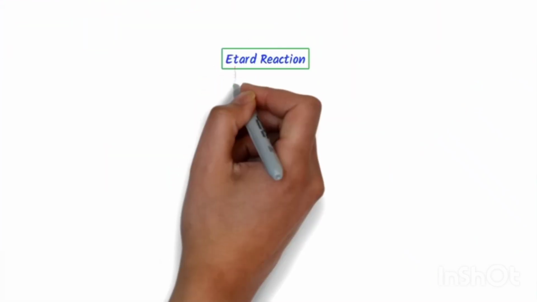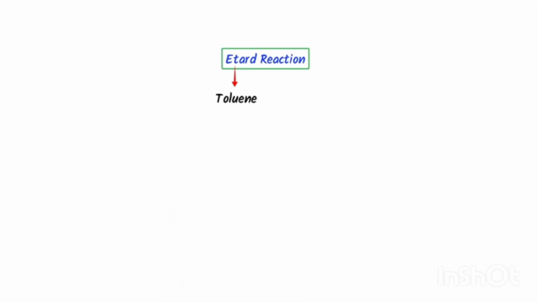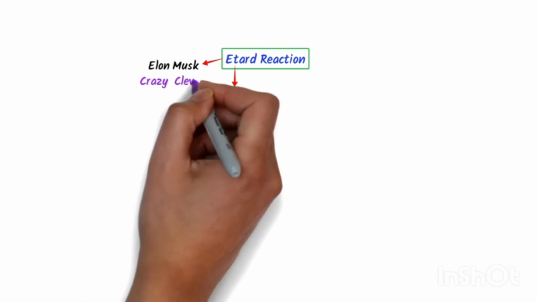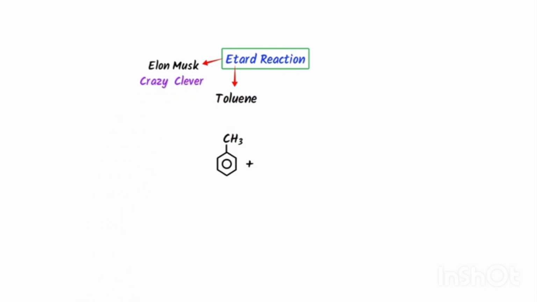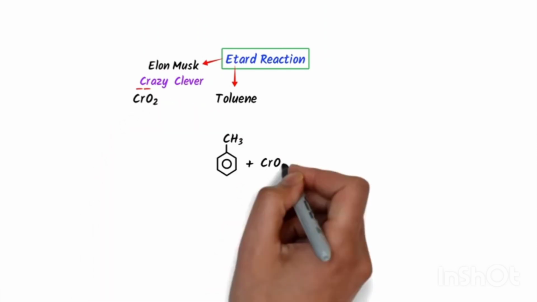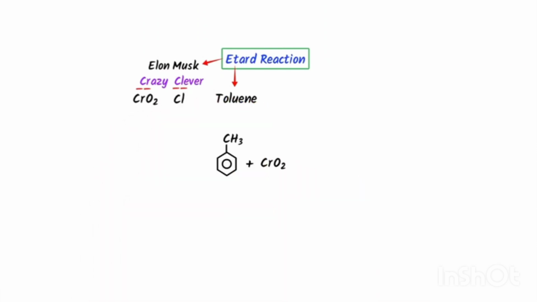Now this T and Etard reaction reminds me of toluene. So I write toluene, which is CH3 plus benzene ring. Secondly, this E reminds me of Elon Musk. We know that he is crazy and clever. This Cr in crazy stands for chromium oxide and this Cl in clever stands for chlorine. These are the reactants of this reaction. Now I replace these 3 by oxygen. I write CH plus benzene ring and I attach oxygen to it. I get benzaldehyde. So this is the Etard reaction.